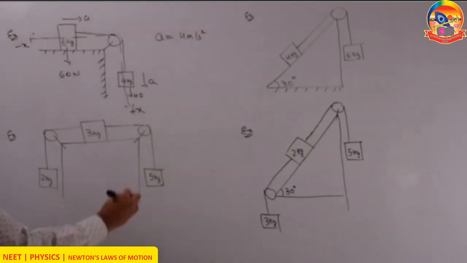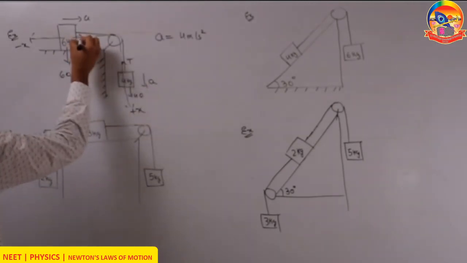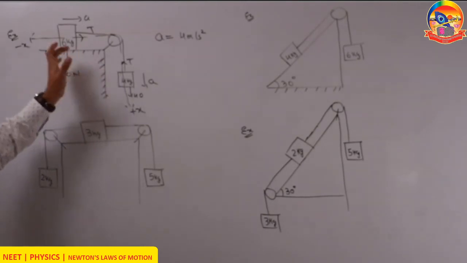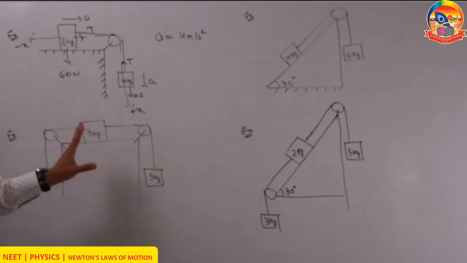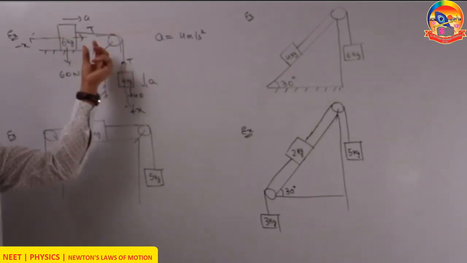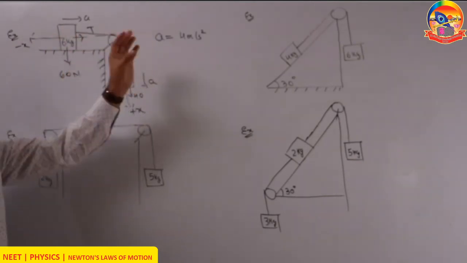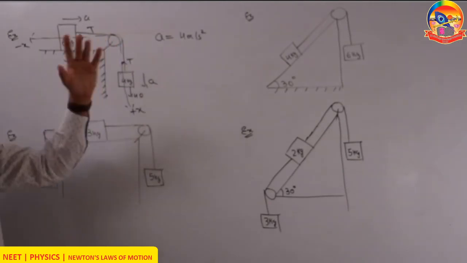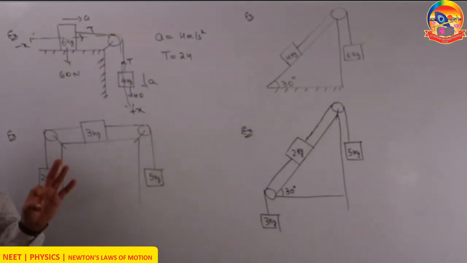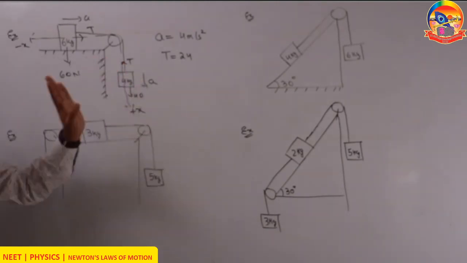Now, if they ask you, tell me what is the tension here. For finding tension, either make the equation on 4 kg or on 6 kg. Definitely making it on 6 kg will be the smarter move. You will say the force of tension equals mass of 6 kg into acceleration. Mass is 6, acceleration is 4. So the tension has to be 24. You would have got the same tension if you had made the equation on 4 kg.